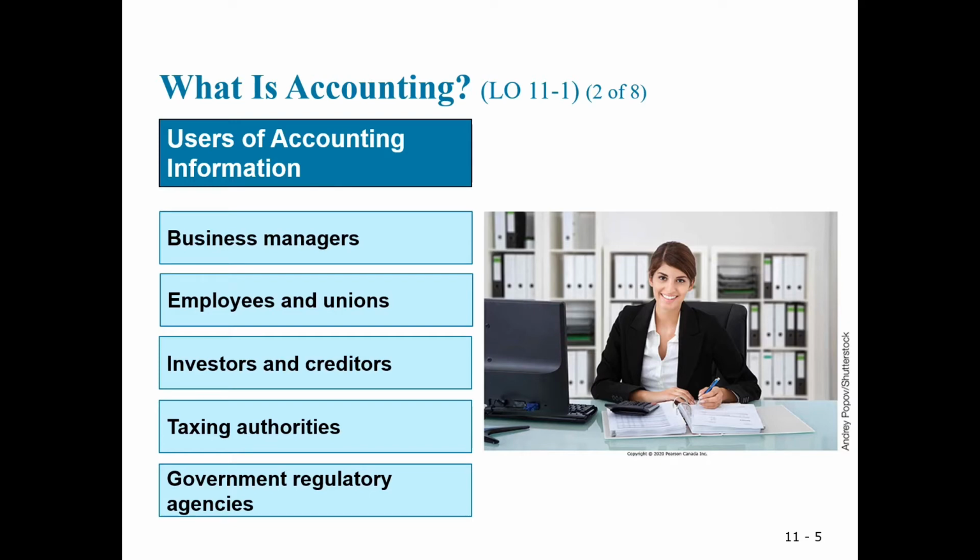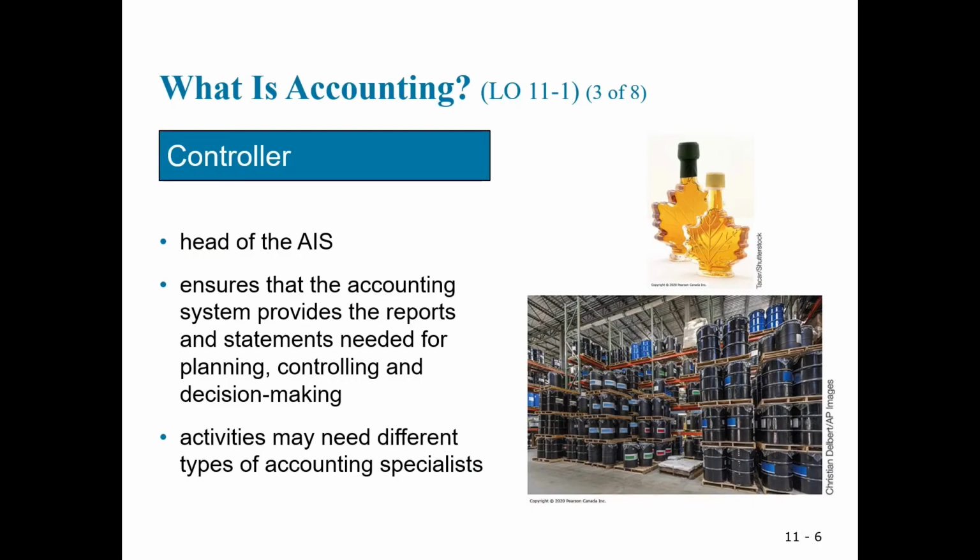Accountants have the responsibility to ensure that the accounting system collects and analyzes data. Controller. Controller is the head of the accounting information system. He or she ensures that the accounting system provides the reports and statements needed for planning, controlling and decision-making.